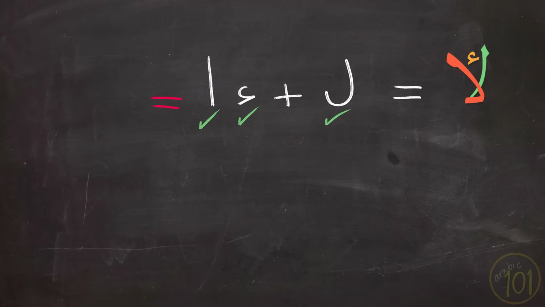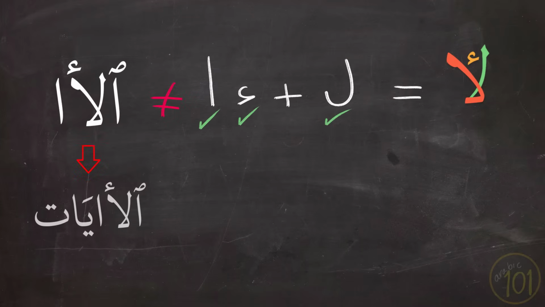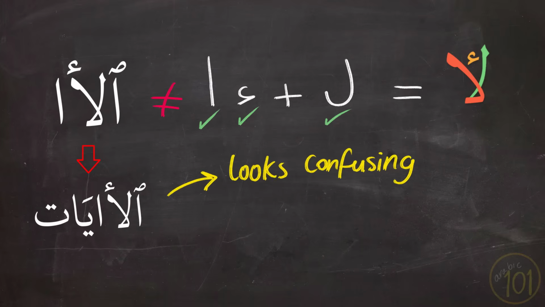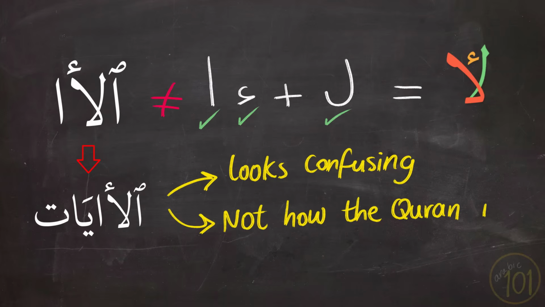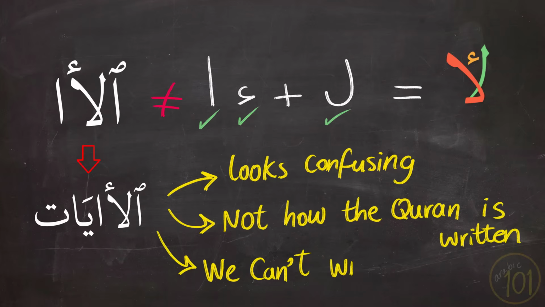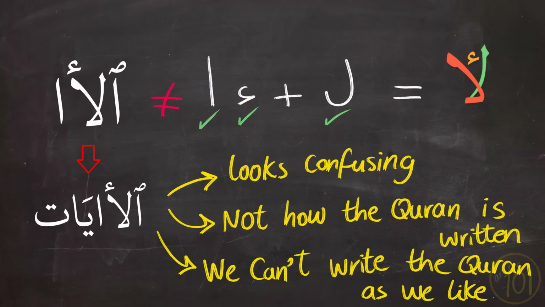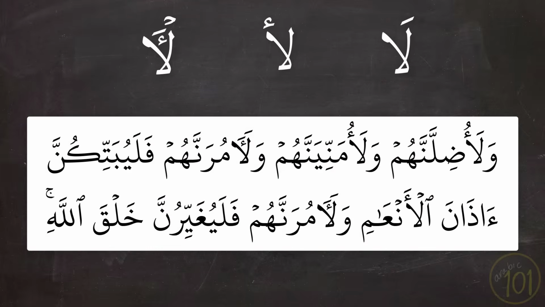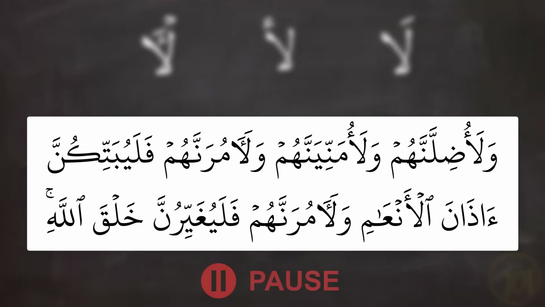So why can't we just write it like that? Well, for one, it might look confusing with all the alifs, hamzas, and lams that follow one another. Plus, this is how the Quran was written, and we must keep this intact, so we shouldn't just write the Quran as we like. And to make sure that you understand the difference completely, let's try to read this ayah. I will give you a chance to pause the video and read it for yourself first, and afterwards compare it to my recitation.